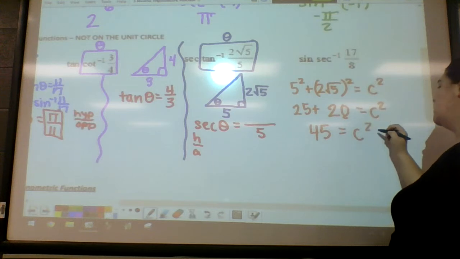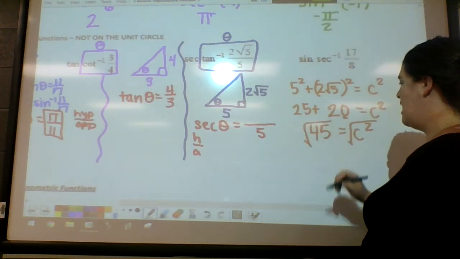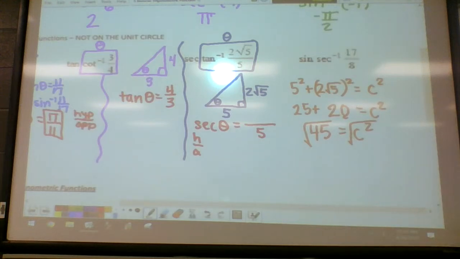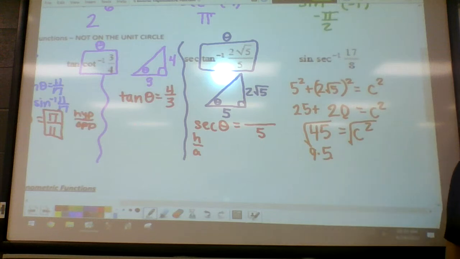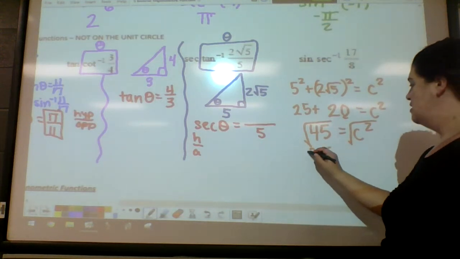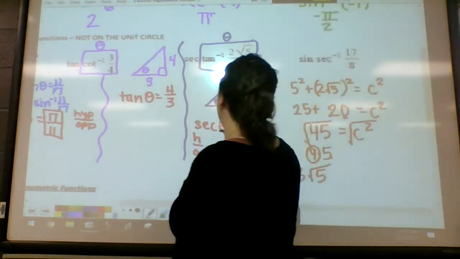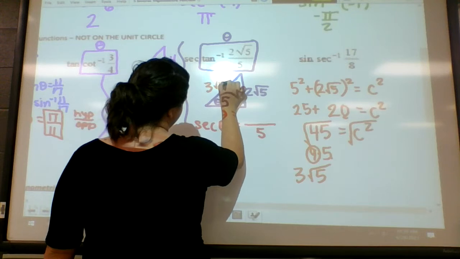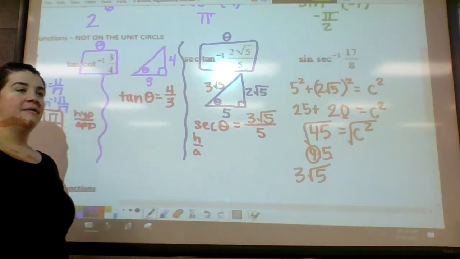And so to get your hypotenuse, you have to take the square root. And if it does simplify, you should, right? 45 is 9 times 5, and 9 is a perfect square. That's why we picked 9 times 5. So the 9 comes out as a 3. So 3 square roots of 5. So that numerator is 3 square root of 5.